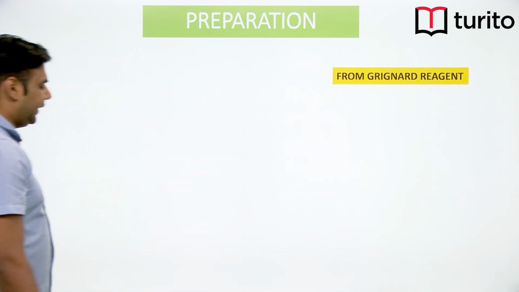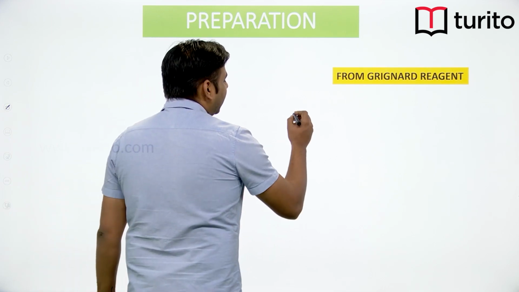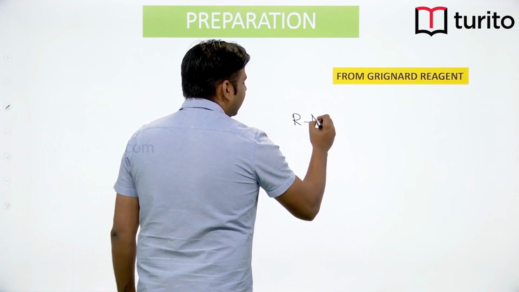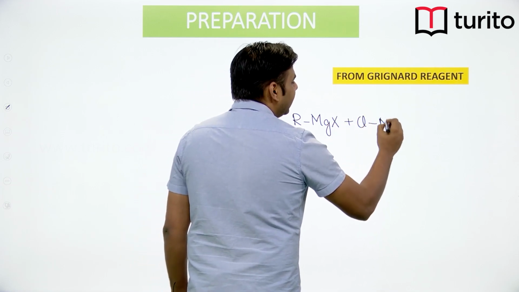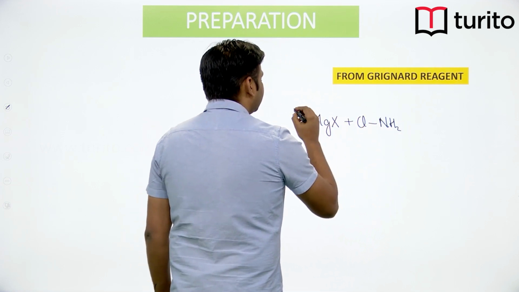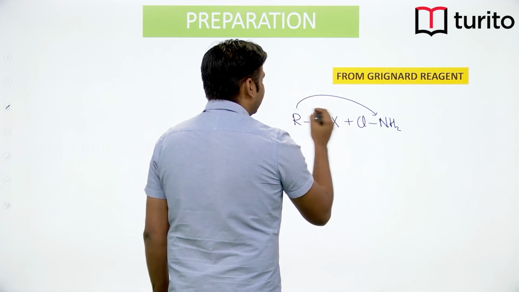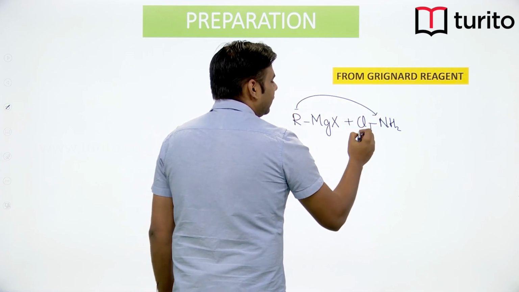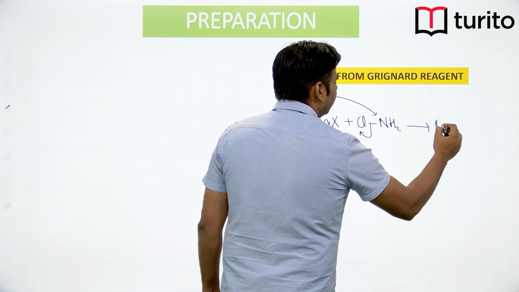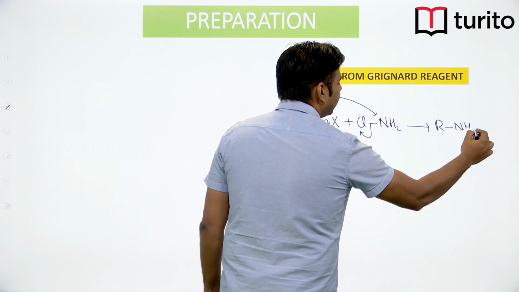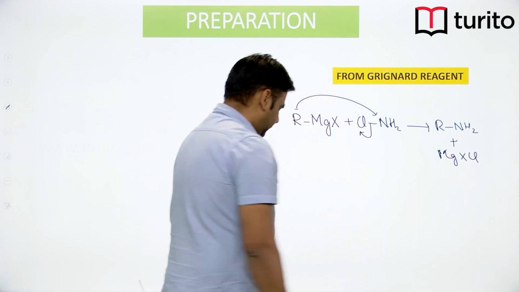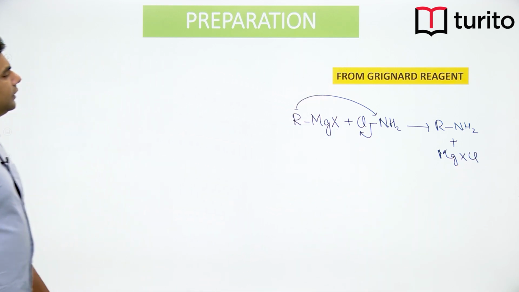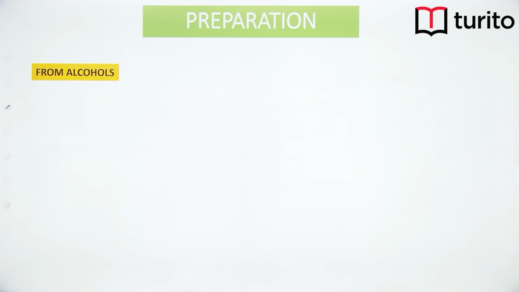Next is from Grignard reagent. To prepare from Grignard reagent, we basically take any RMgX and we heat it with ClNH2. Now because Cl is a good leaving group, so there is a negative charge on this, so the Cl will leave out and we will form RNH2 plus MgXCl. Okay, so this is a basic preparation from Grignard reagent.